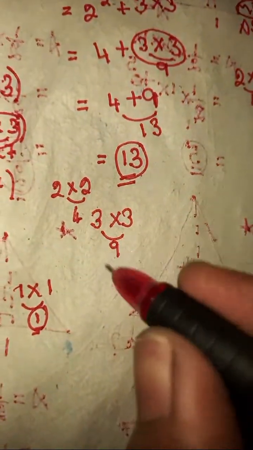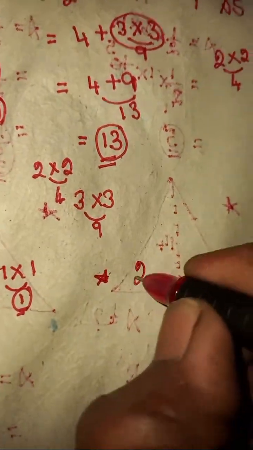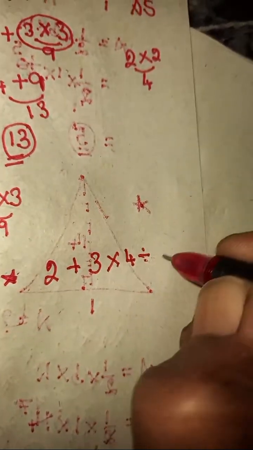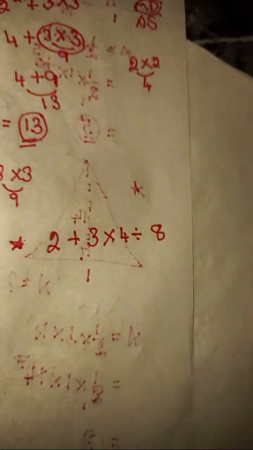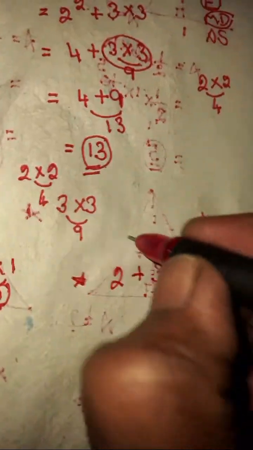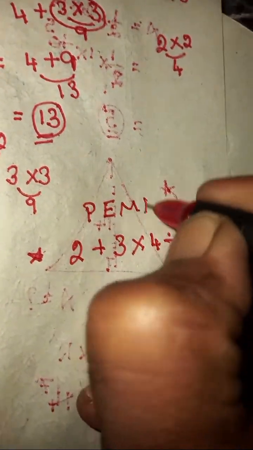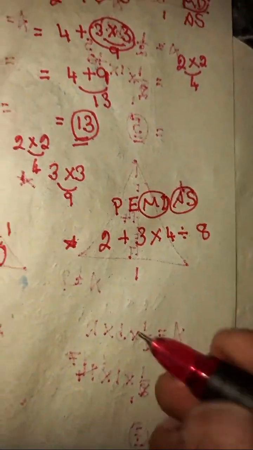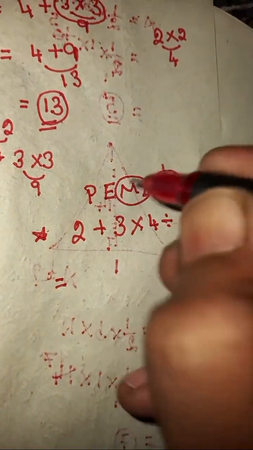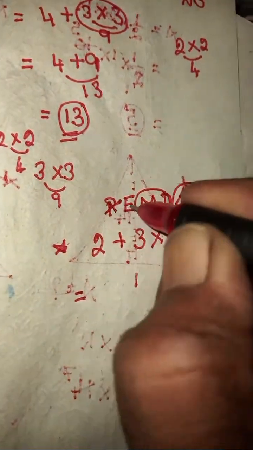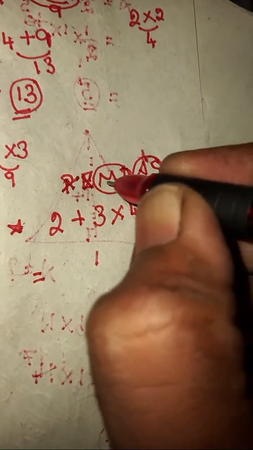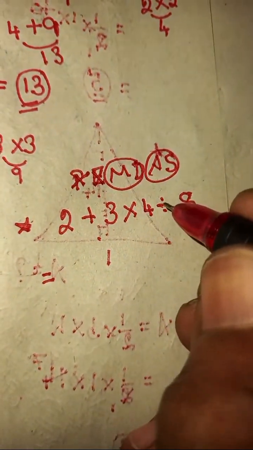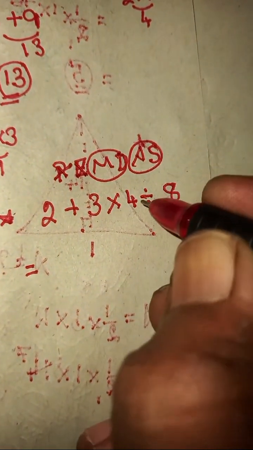Let me do one more problem like this. That is 2 plus 3 times 4 divided by 8. Now how to do this one? Again use the same PEMDAS rule, according to which you get multiplying and dividing, then adding, subtracting. There is no parenthesis. There are no exponents. Now let's do the multiplying and dividing first. Here multiplying and dividing are of equal importance.